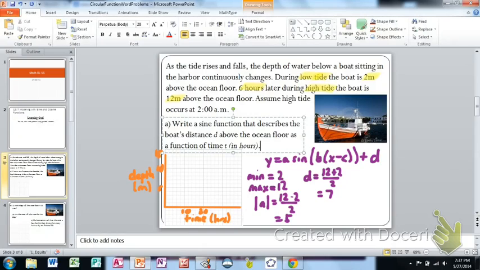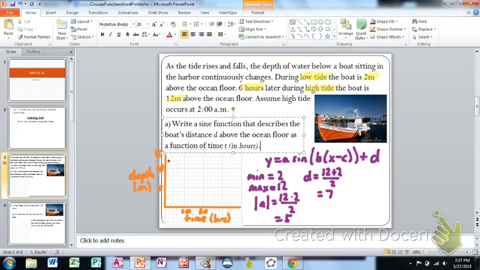All right, now let's go ahead and make the graph. Let's graph a couple points that we know. We know that at 2 a.m. is when high tide occurs, correct? So at 2 a.m., we know that the tide is going to be 12 meters, and so we can plot the point 2, 12 right here.